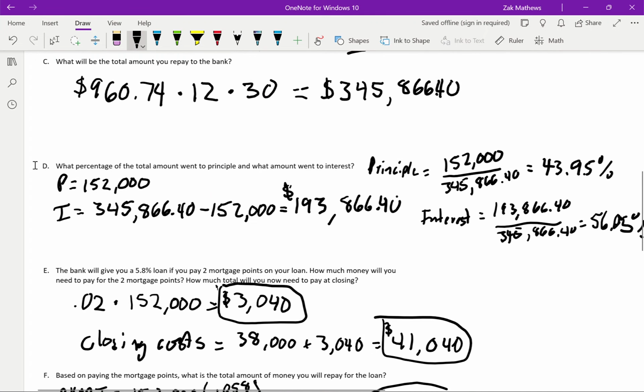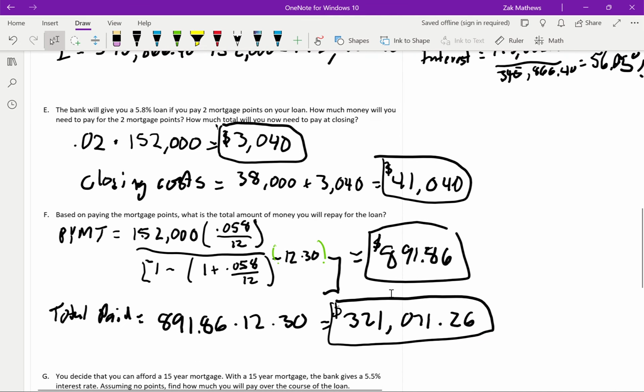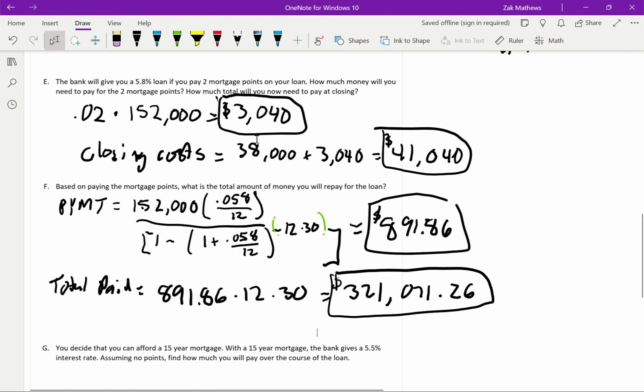Compare that to a few minutes ago. Before we're paying $345,000, let's say. So we're paying about $24,000 less, a little over in fact, which is significant. We paid $3,000 up front, and we've saved ourselves $24,000. So that's pretty good. Now the trade-off again is just the fact we had to have more money up front, and maybe we just don't have any more money. Maybe the $38,000 was all we had. So that's a trade-off when you go to buy a house.